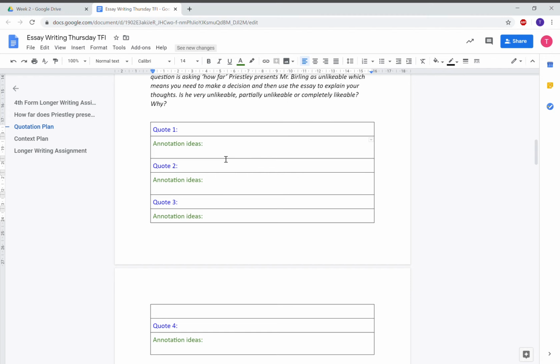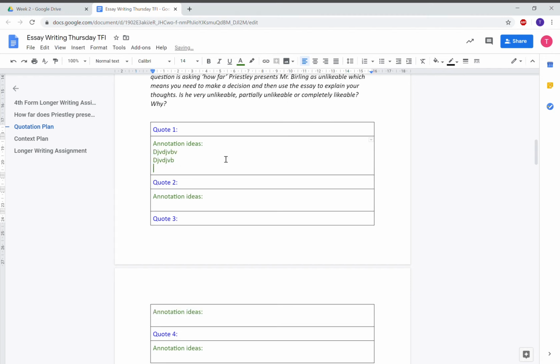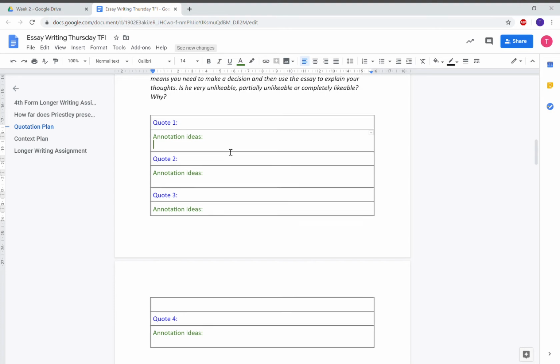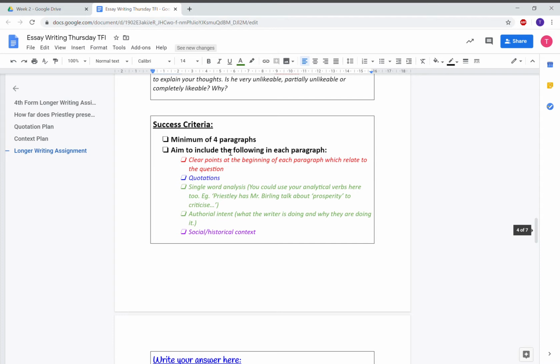So you can write here in note form like this. You don't need to write in full sentences, okay? But what I'm going to challenge you to do is to try and be as perceptive as you can in exploring your quotations. Zoom in on the key words in your quotations and try and explain them to the best of your ability, okay?